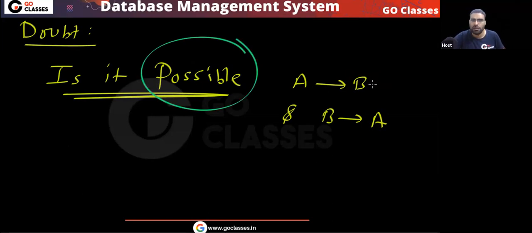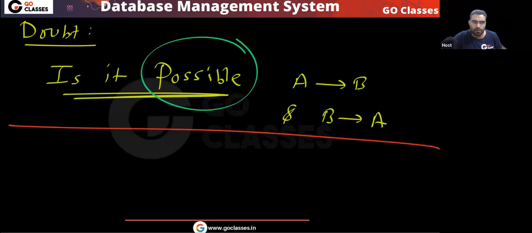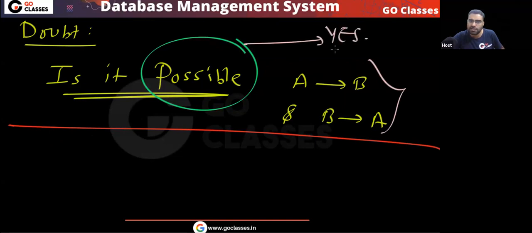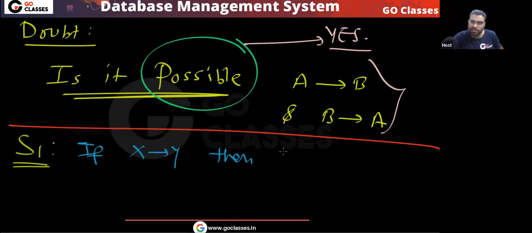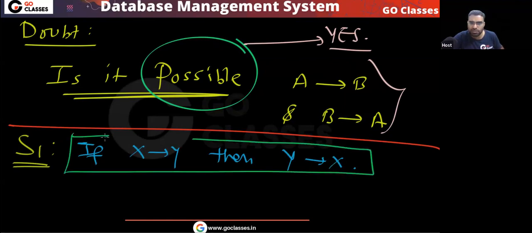Yes, it is possible. But will it always happen? Is it possible that this happens? The answer is yes. Now consider this statement: if X determines Y, then Y will determine X. Is this statement true or false? Can I say this statement is true? No, this statement is false.